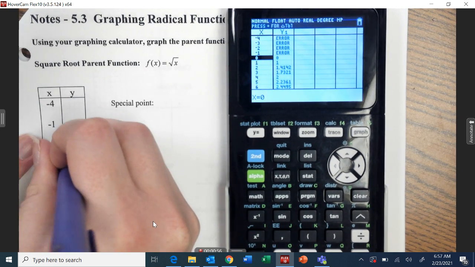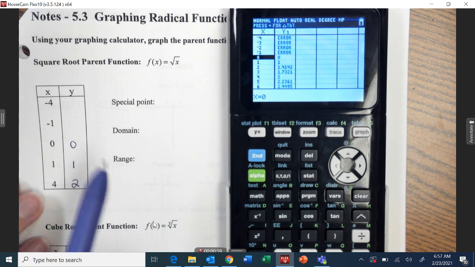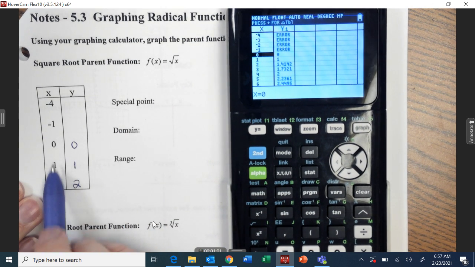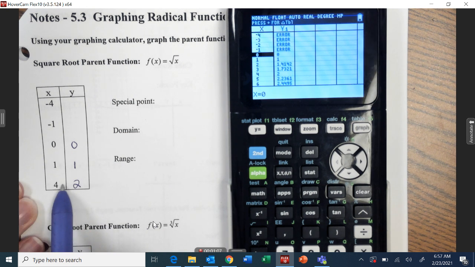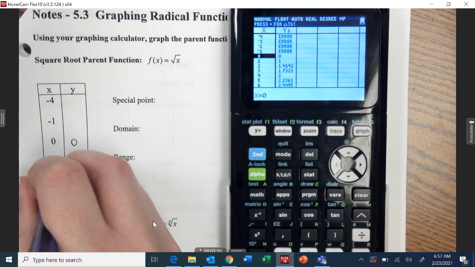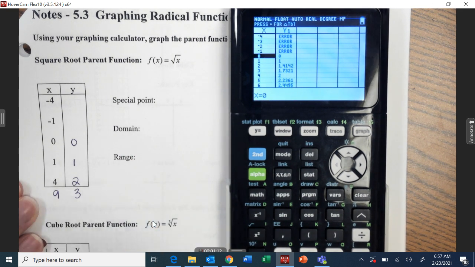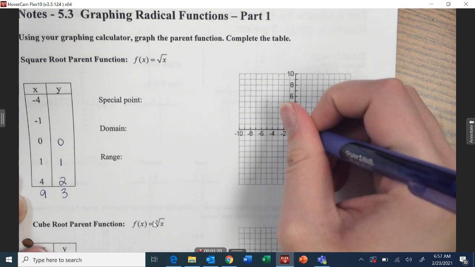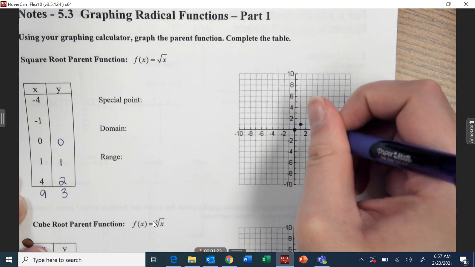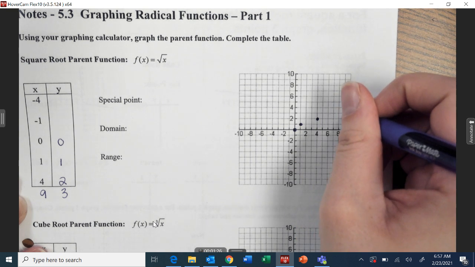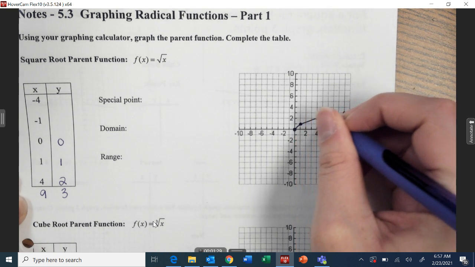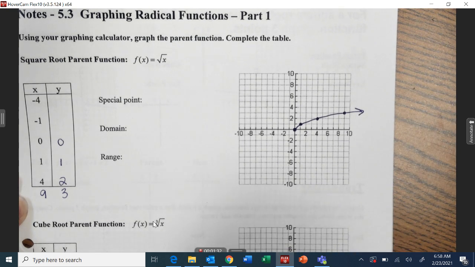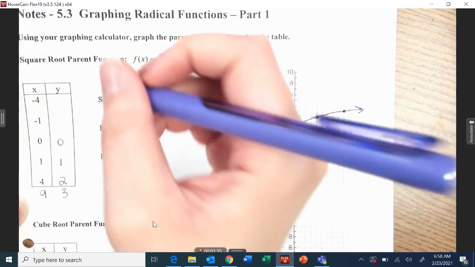0 is at 0, 1 is at 1, 4 is at 2. We choose x values that are perfect squares so we can find integer y values. So 0, 1, 4, the next perfect square would be 9, square root of 9 is 3, and so on and so forth. I could do 16 and 4, 25 and 5, etc. So we're going to graph these points, (0, 0), (1, 1), (4, 2), we can even graph (9, 3). And it's going to continue off in this direction. Our special point is going to be that beginning point, (0, 0).